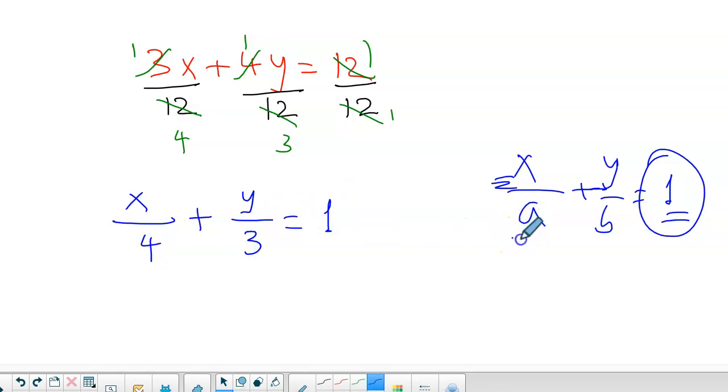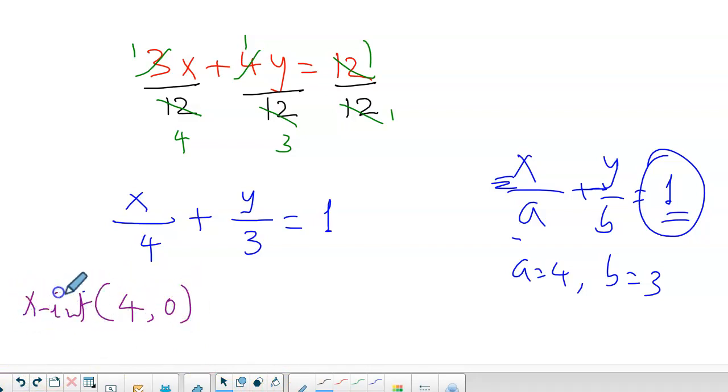Like I said, a is the x-intercept, this 4. a is equal to 4 and b is equal to 3. See, so simple. That is, the first one is 4, 0 is the x-intercept and 0, 3 is the y-intercept.